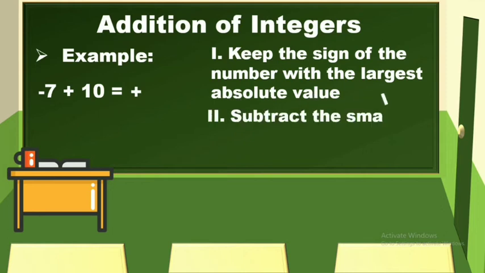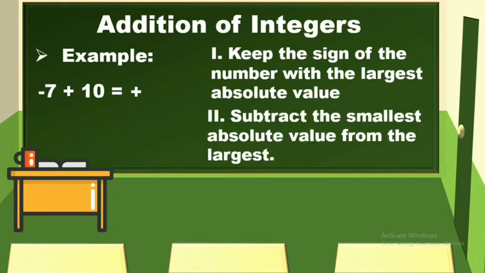Now, let us proceed to step 2. This time, since they are different signs, we can subtract the smallest absolute value from the largest. So, we can say 10 minus 7, the answer is 3. Therefore, negative 7 plus 10 is equal to positive 3 or simply 3. Did you get it? Alright, another example.